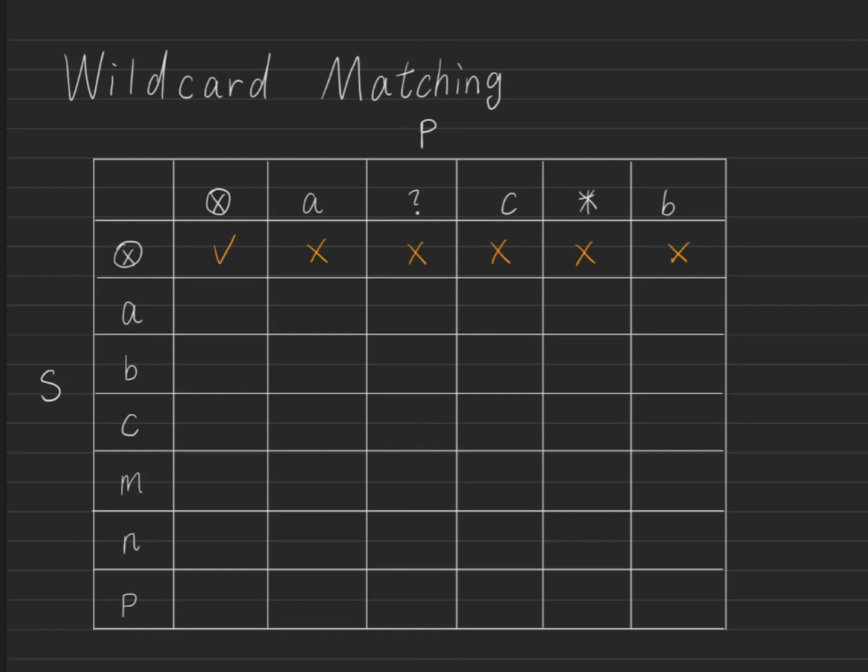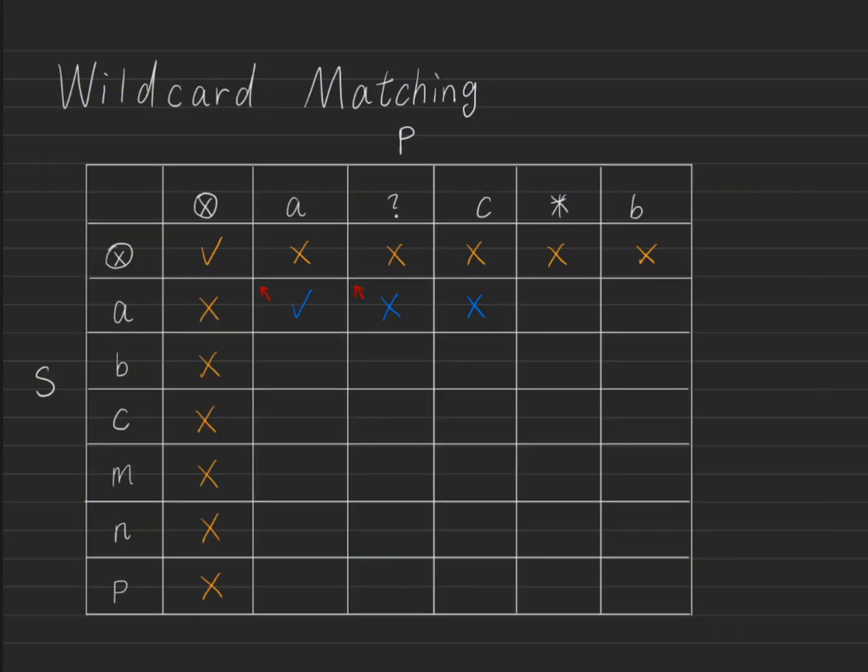Next, let's build the first column. This is easy because when P is empty, S cannot contain any characters, so the rest are all false. Now we can actually start building the table by iterating through each cell.